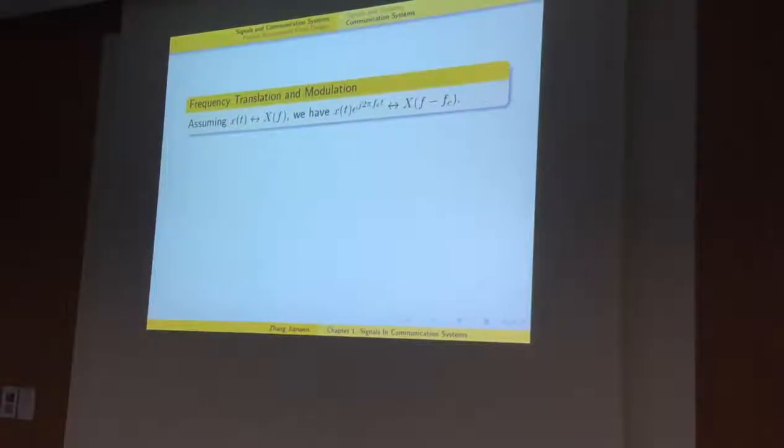We know that this is the frequency translation property of the Fourier transform. Remember? It's the very famous frequency translation property. So what's the meaning of this, compared with this? Let's say for this function, its frequency band is from 0 to 4k. Then what's the meaning of this one? Let's say fc is now 100k. What's the relation between this one and this one, if you look at the spectra of these two signals?